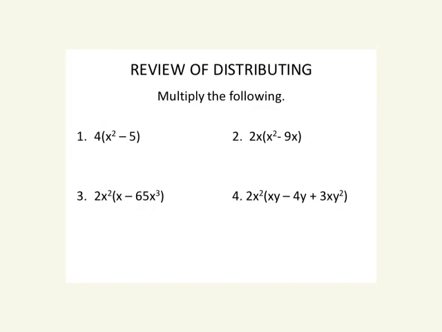For number one, just using the distributive property here, we're going to take 4 times x squared, which would be 4x squared. Then we're going to take 4 times the 5, and there's a minus sign, so it's minus 20. Alright? So now, pause the video just for a moment and do number 2.